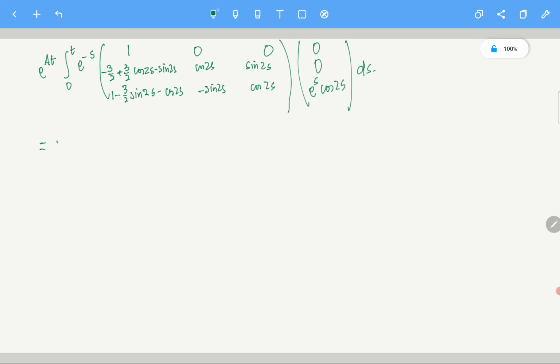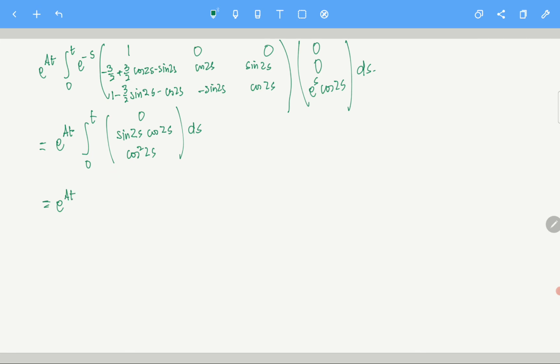Now what is it? This is e power at times integral from 0 to t. If you multiply this with this, essentially I am left with the column matrix. This is a 3 cross 3 matrix, this is a 3 cross 1 matrix with the first two rows 0 0. So essentially I have only this part to worry about. If I calculate everything together, it will become 0, sine 2s cosine 2s and cosine square 2s ds. Clear? Putting everything together, I will get this thing. Now this is going to be multiplied by e power at.